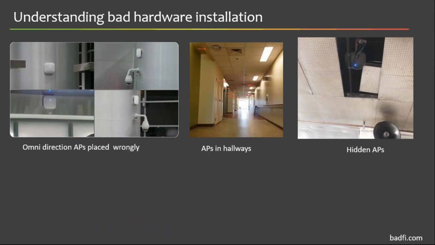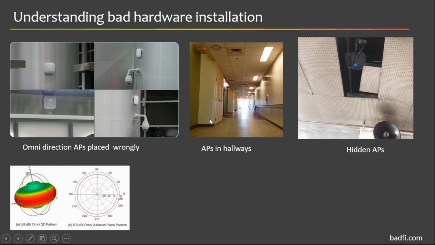Okay, understanding bad hardware installation. This is a really important slide, and it's important because people don't tend to be aware of how every one of these examples is affecting them. Let me just show you so that you can get it better. In the first example, as you may see, we have omnidirectional APs. These are some from Cisco.